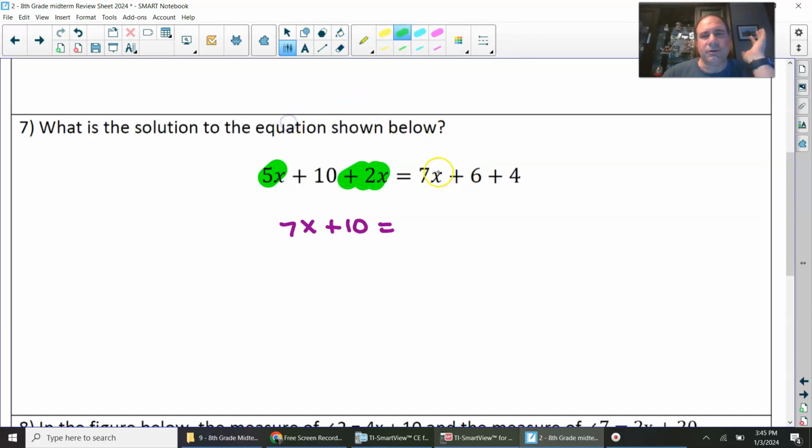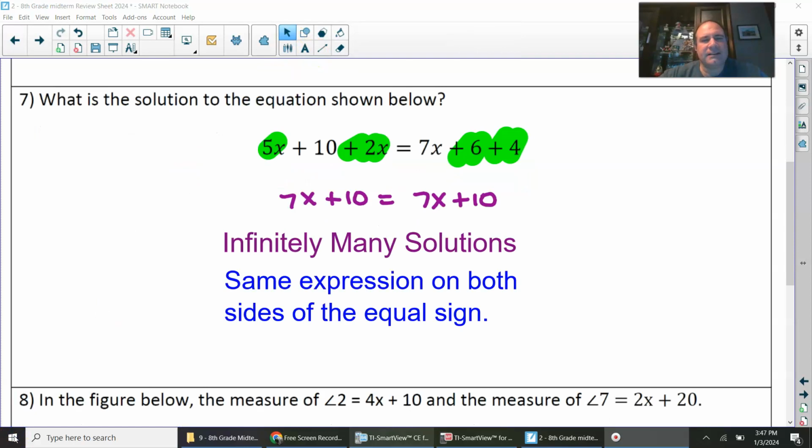You need to combine like terms. There's no other x, but there's a 6 and a 4. You have a 6 and a 4, that's 10. So it's 7x, bring it down, and then 6 plus 4 is 10. You have the same expression on both sides. So this is infinitely many solutions. Same expression on both sides.